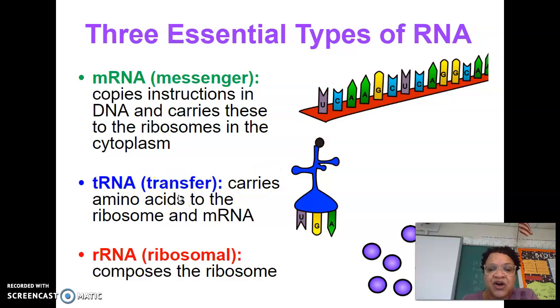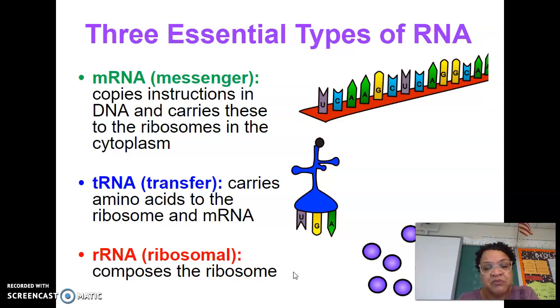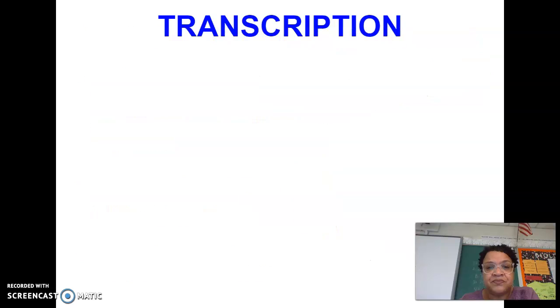tRNA, or transfer RNA, carries the amino acid. This is the amino acid. This is the attachment site for tRNA. It carries the amino acid to the ribosome and the messenger RNA. And these are ribosomes. Ribosomal RNA is the ribosome itself. You rarely hear me say ribosomal RNA. I just tend to say ribosome.